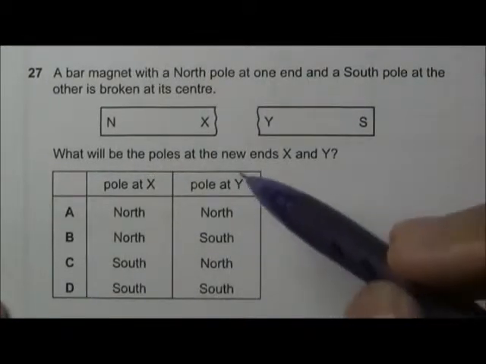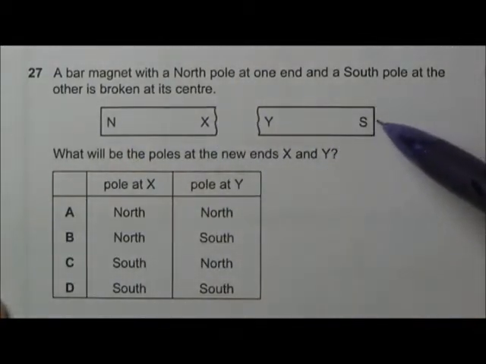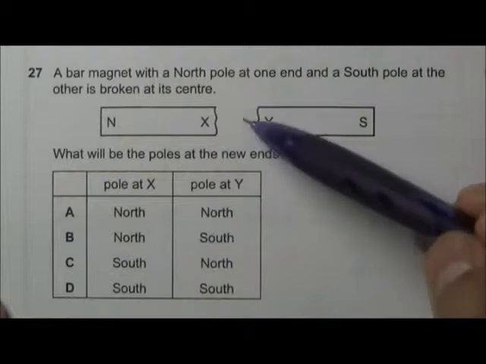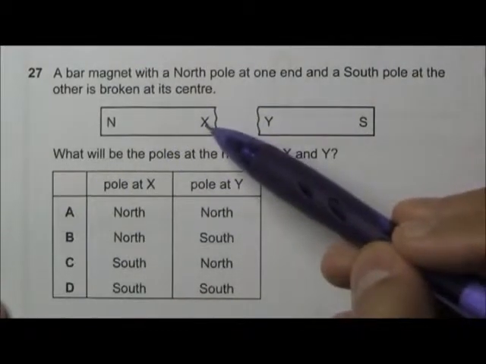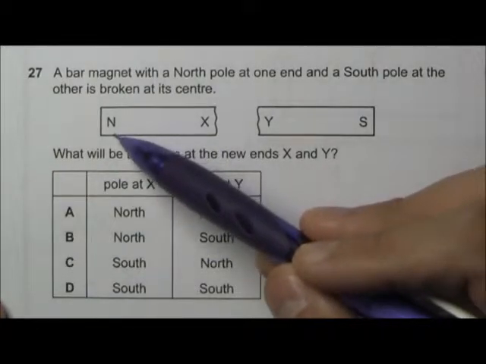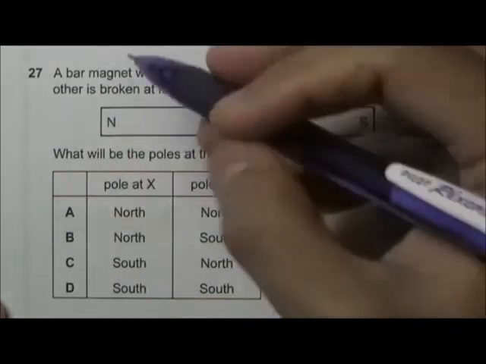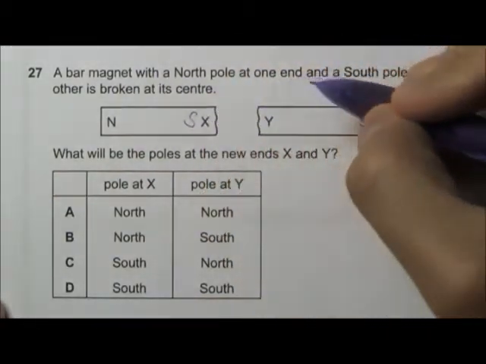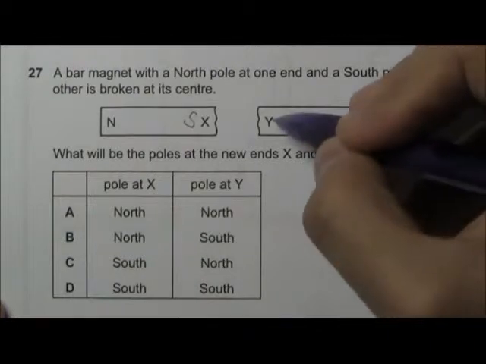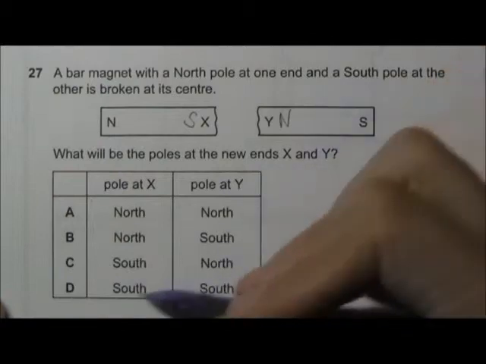Okay, we have a magnet which has a north pole on the left and a south pole on the right. When it is broken at the center, the broken end will automatically take the opposite pole of the other end. So if this is a north pole, X will become a south pole, and since this side is a south pole, Y will take up a north pole. So the answer should be C.